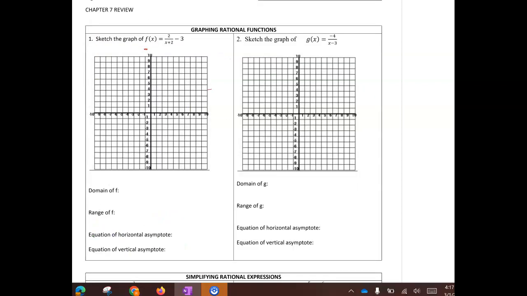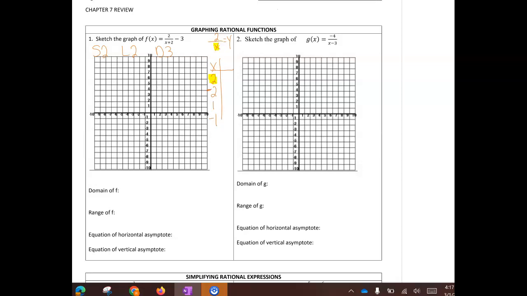So in my first problem, if I just identify the transformations, I have a stretch of 2, that's the numerator. I have a left of 2 by the denominator, and I have a down of 3 from what's subtracted at the end. My table is going to be using the 2 over the x. So the x values I pick will be 2, let's use that as -2, 1, and -1. So I'm going to take these numbers and put them into here.